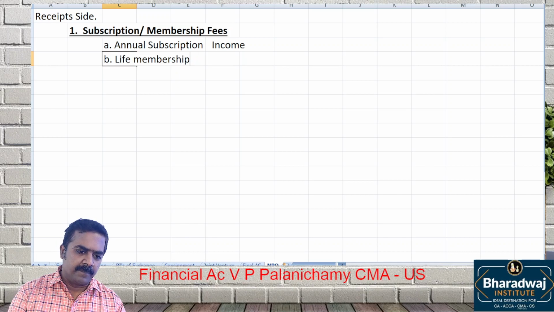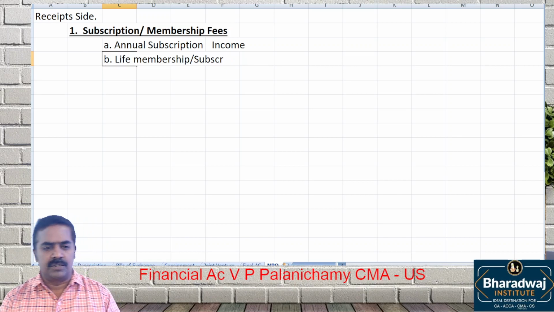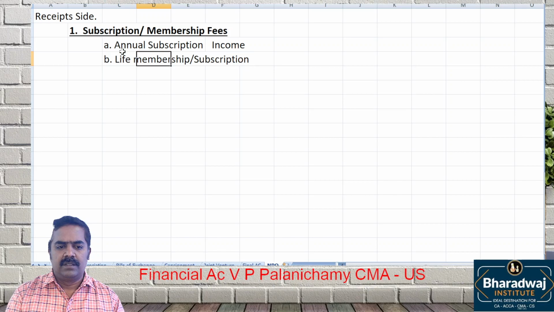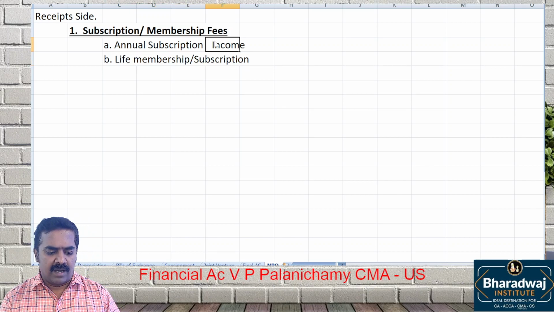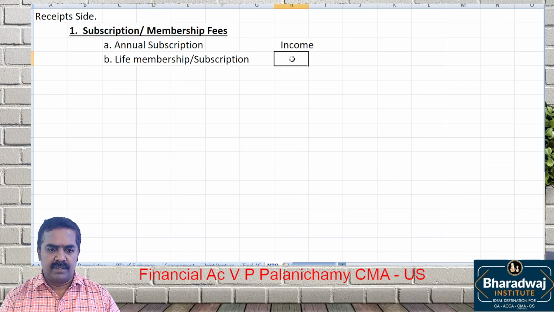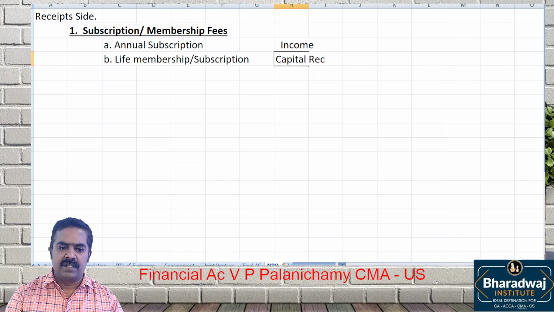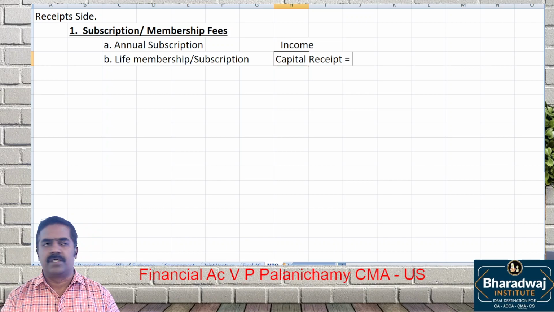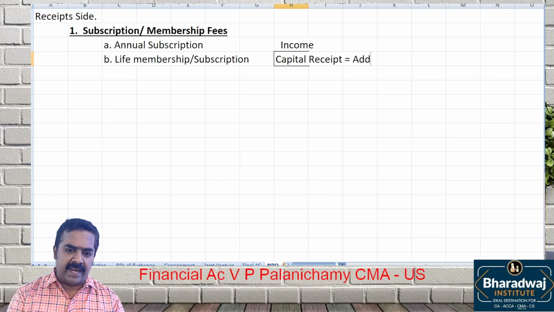Life membership or subscription. If you pay a life subscription in a club or an association, is it an income or a capital item? It's a capital receipt, because it's a one-time receipt, a benefit for long. So it will be added to which one? Capital fund. We add it to the balance sheet.